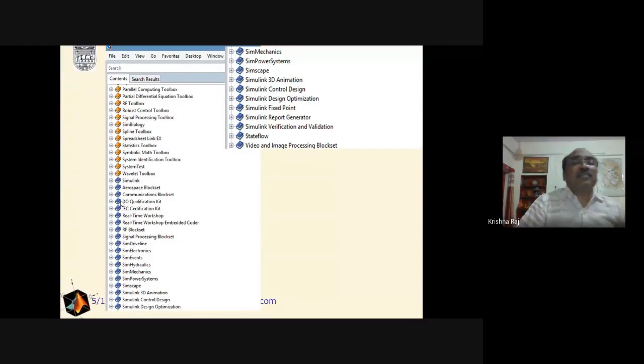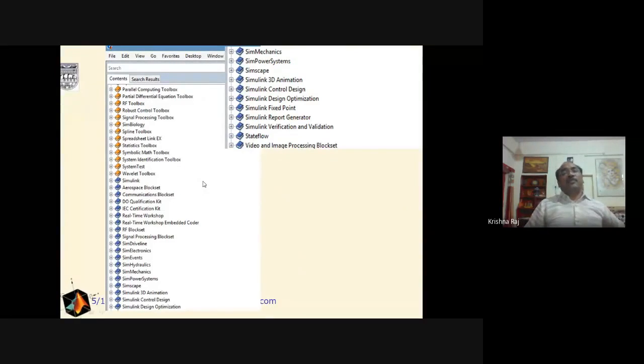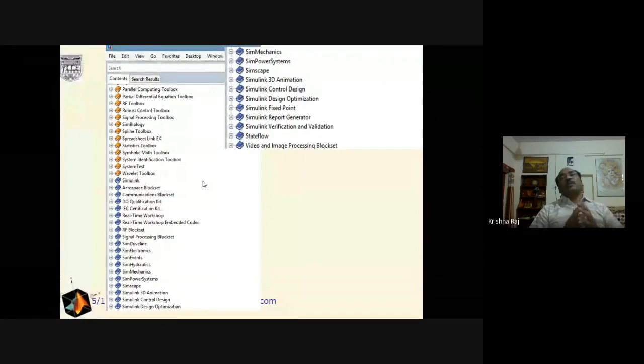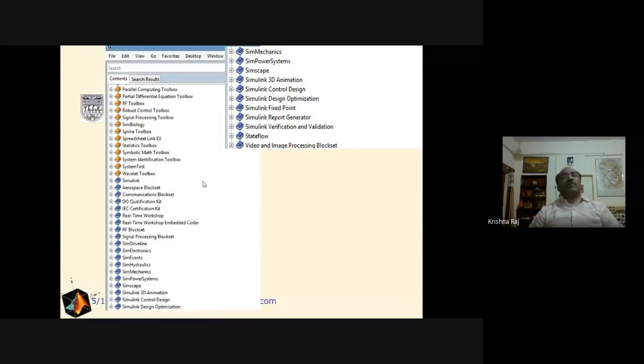The next one is Simulink. Simulink describes the block diagram. Suppose we are interested in designing a system. In order to design a system, the first step is to describe the concept. Then that concept is broken into smaller blocks, and then sub-blocks are developed. Then on the basis of this block diagram, we can design the system.